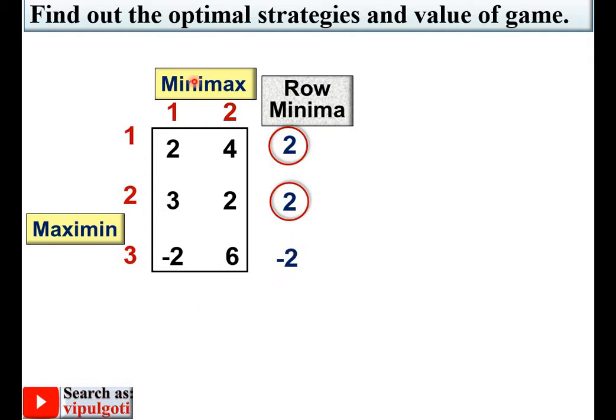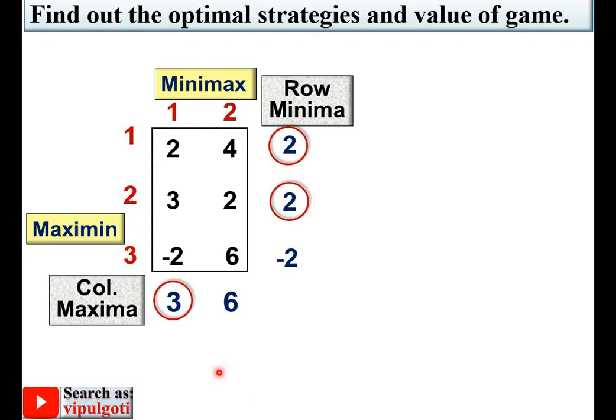Now next, minimax principle, that means minimum value out of all maximum value. So first I am going to find the maximum value from each column, that is called as column maxima. So here the maximum value is 3 and here maximum value is 6. Now the minimum value out of all maximum value. So this 3 is the minimum value.